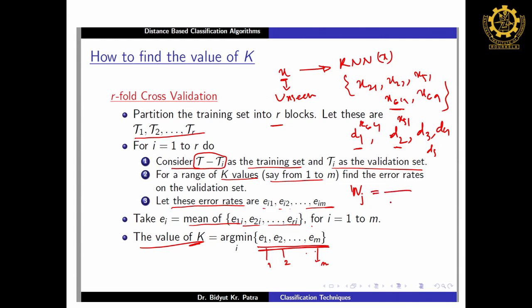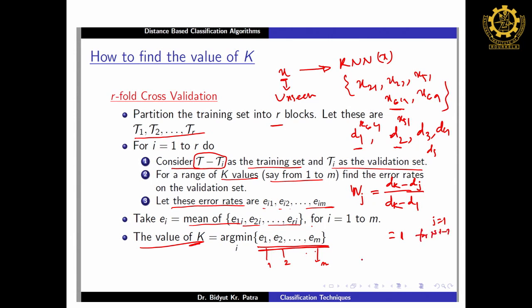So, the jth neighbor weight will be d k minus d j, divided by d k minus d 1, where d k is the k nearest neighbor distance and d 1 is the distance from the unseen object to the first neighbor. Now, if j equals 1, meaning it is the first neighbor, what will be the value? d k minus d 1 divided by d k minus d 1, where minus means distance. So, this will be 1 for the first neighbor.